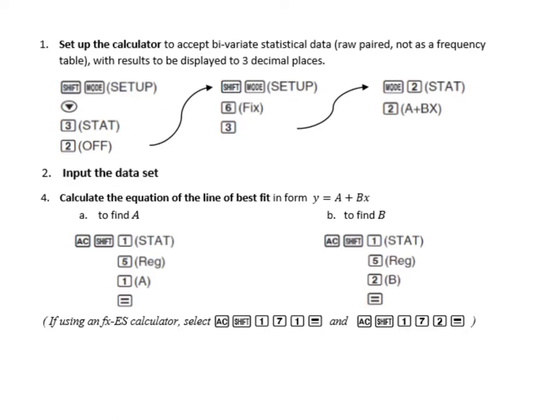Step 2, we input the data set. Step 4, calculate the equation of the line of best fit in the form of y equals a plus bx. So to find a, AC shift 1, which is stats, 5, which is regular, 1, which is for a, and equals. And then to find b, AC shift 1, which is stats, 5, which is regular, and then 2, which will give us the b, and equals. If using an fx-82ES calculator, then select AC shift 1 7 1 equals for a, and AC shift 1 7 2 equals for b.